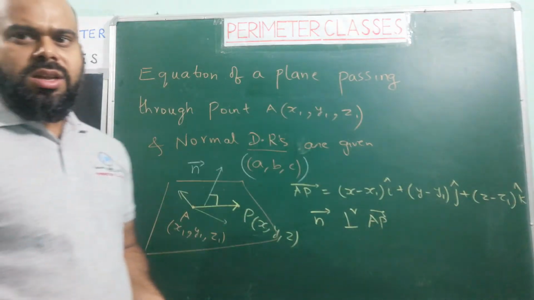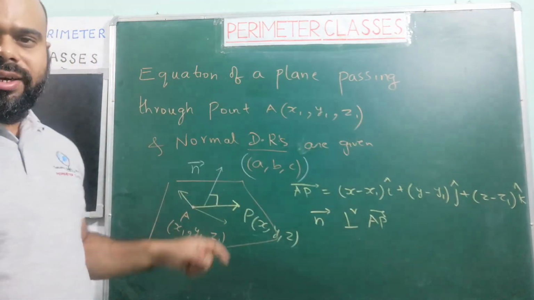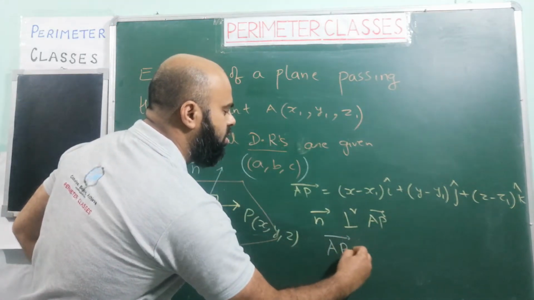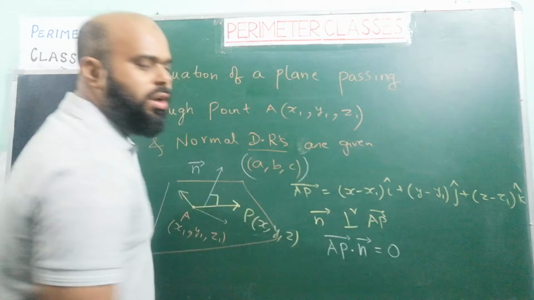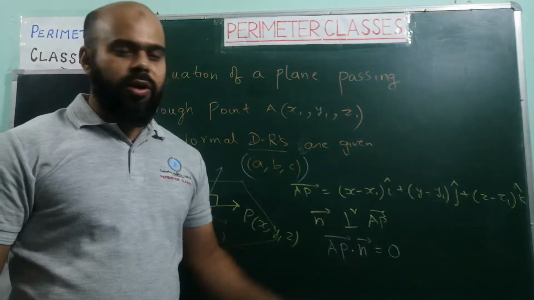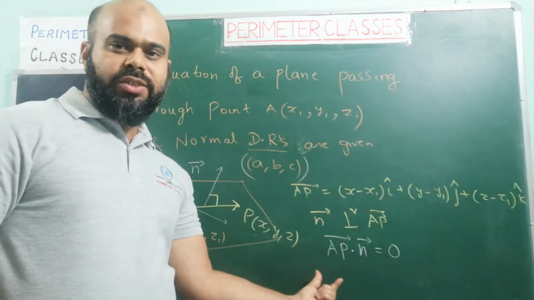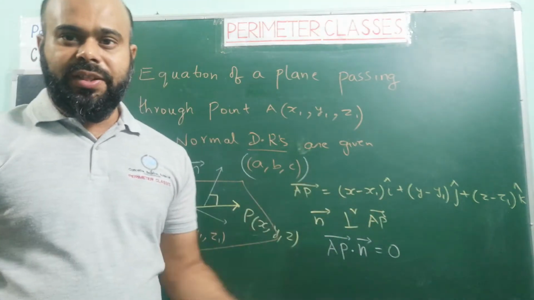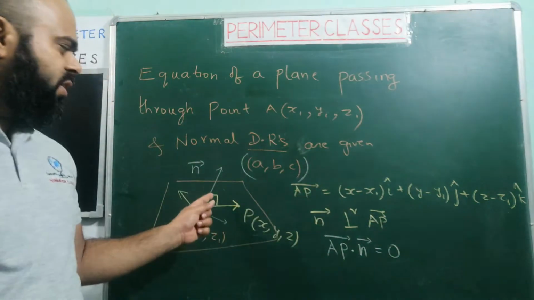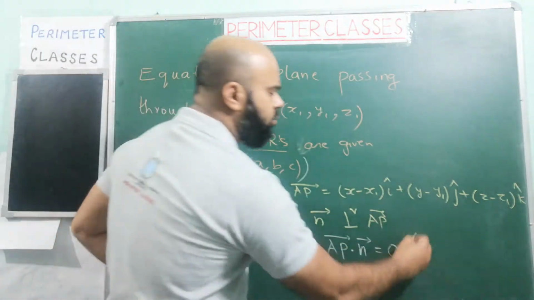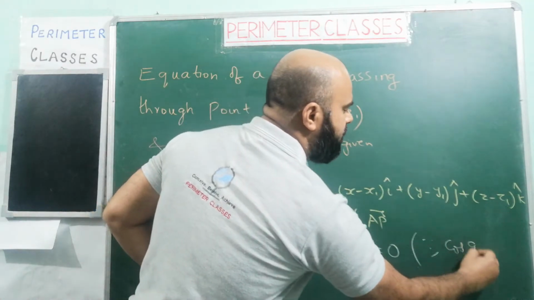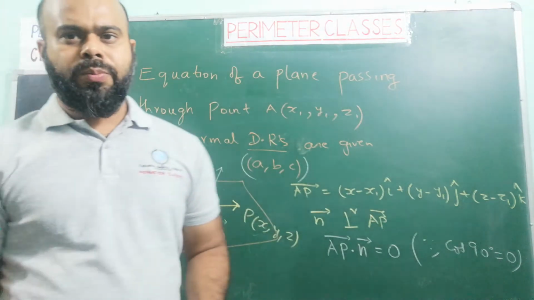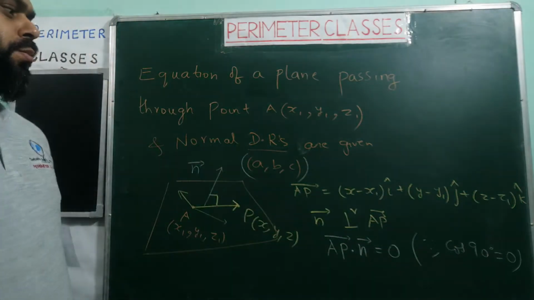In that case, when we take two vectors perpendicular to each other, the dot product of these two vectors will be equal to 0. As I told you, what does dot product mean? It means the magnitude of the first vector into the magnitude of the second vector, multiplied with the cos of the angle between them. So what is the angle between them? It is 90 degrees, and cos of 90 degrees is 0. So the dot product finally becomes 0 if these two vectors are perpendicular.